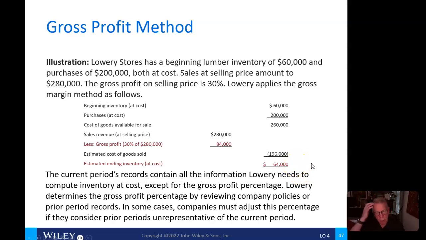of $64,000. The current period's records contain all the information Lowry needs to compute inventory at cost, except for the gross profit percentage. Lowry determines the gross profit percentage by reviewing the company's policies or prior periods' records. In some cases, the companies must adjust this percentage if they consider prior periods unrepresentative of the current period. So 30% is an estimate.